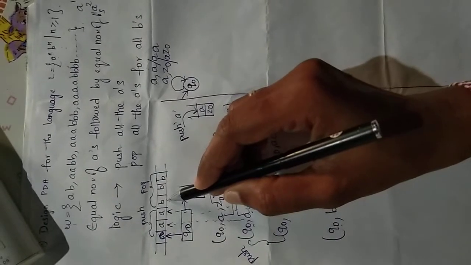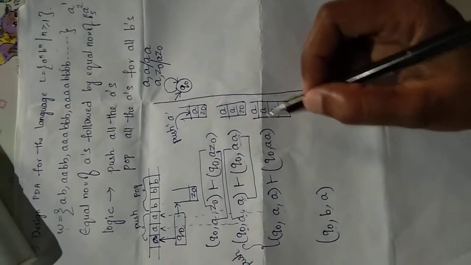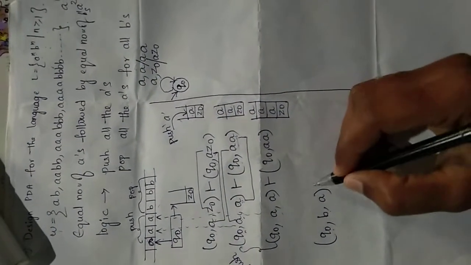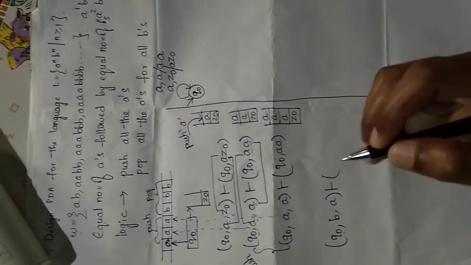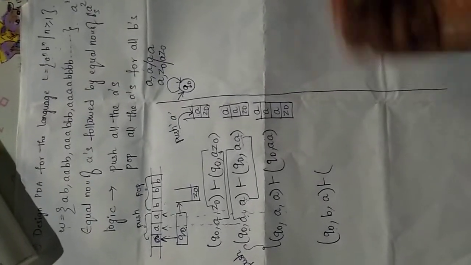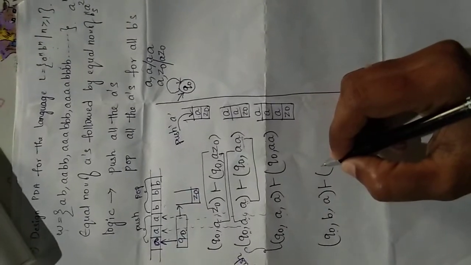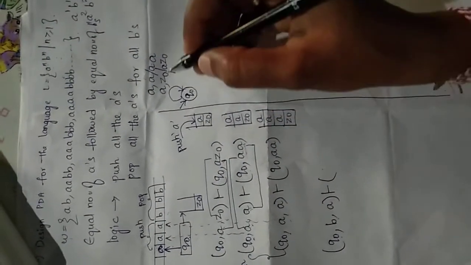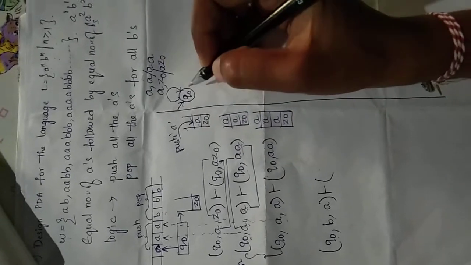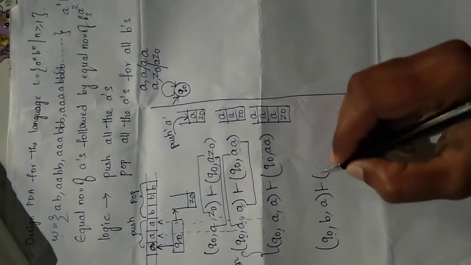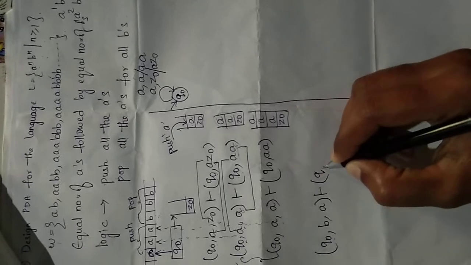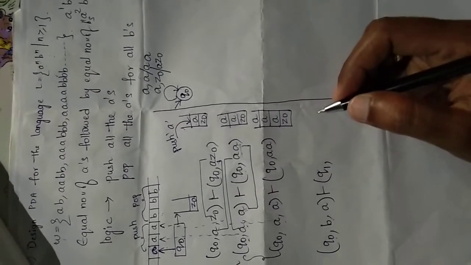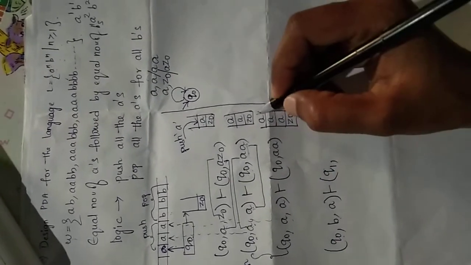Now we are reading the new input symbol, that is a B symbol, and the top of the stack is A only. Now what is the logic? You need to pop the A symbol from the stack. So when you are pushing the symbol, stay in the same state. But when you are popping the symbol, move to some other state. So I am taking the other state, that is the Q1 state. Now I want to pop the symbol.